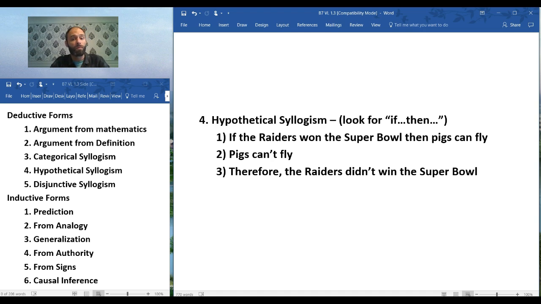You may recall from our lecture about 1.2 that the consequent of a conditional statement is a necessary condition for the antecedent. So in order for it to be true, in this case, that the Raiders won the Super Bowl, if premise 1 is true, then it has to be the case that pigs can fly. But premise 2 tells us pigs can't fly, so it can't be the case that the Raiders won the Super Bowl if we're given that premise 1 is true.